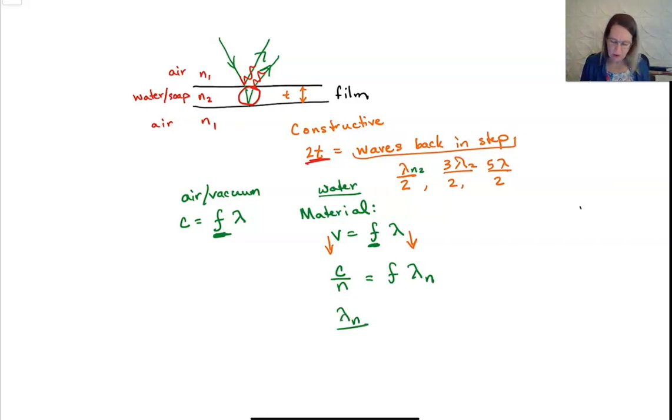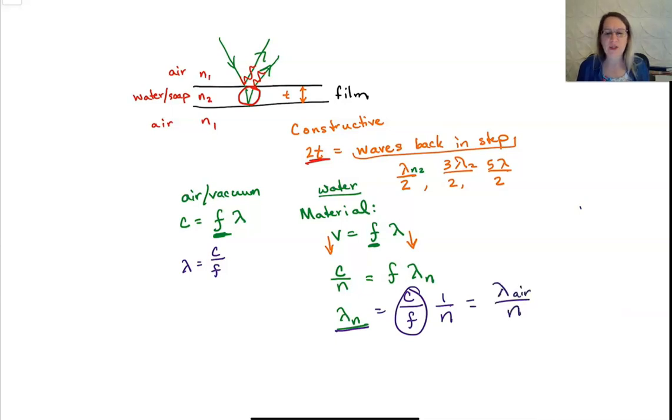In air or in a vacuum, the wavelength would just be c over f. In our material, this lambda sub n is c over f times 1 over n, or if we can replace that, that would be our lambda in the air over the index of refraction. So that would be our new value.